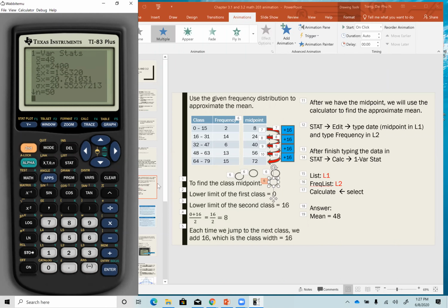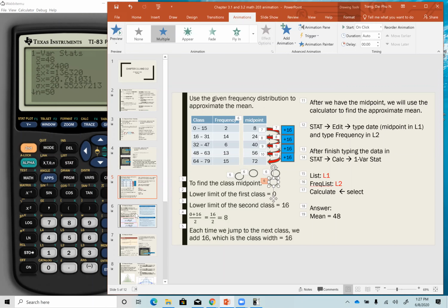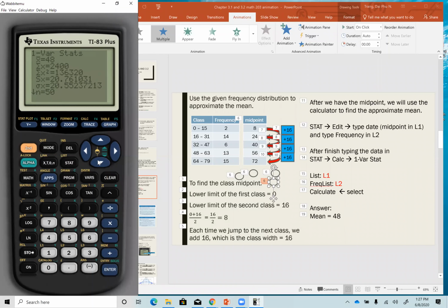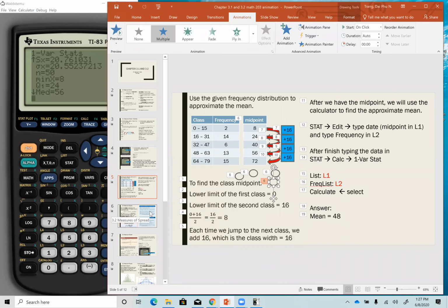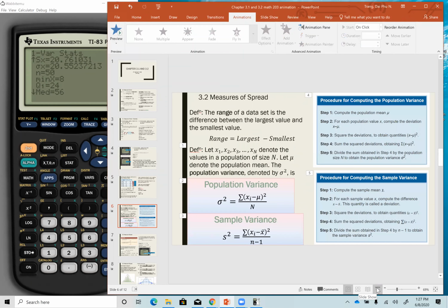So looking at this, if they ask you for the mean, your mean is 48, and for your median, you just go down. Your median will be, in this case, 56. Okay. So now, if you don't have a question, those are the only 3 items we have in 3.1.